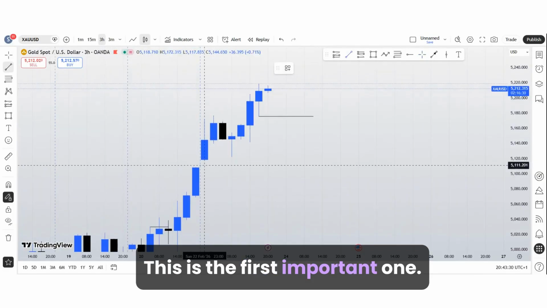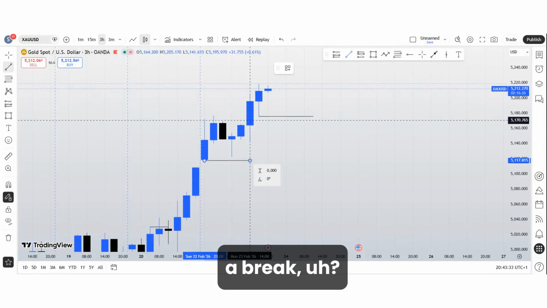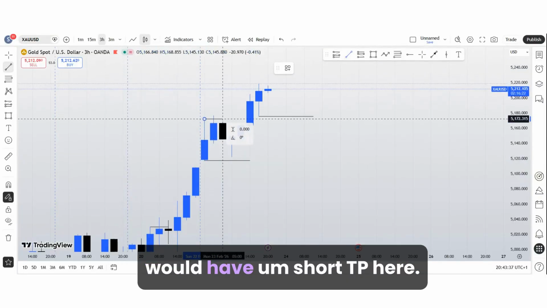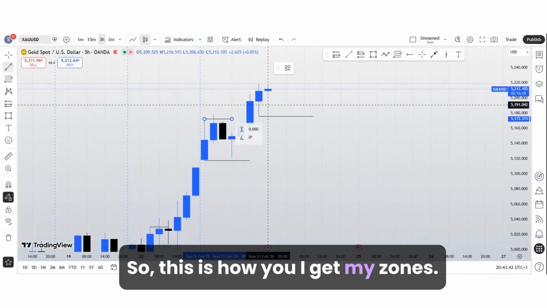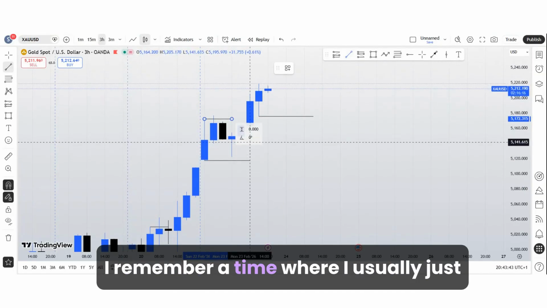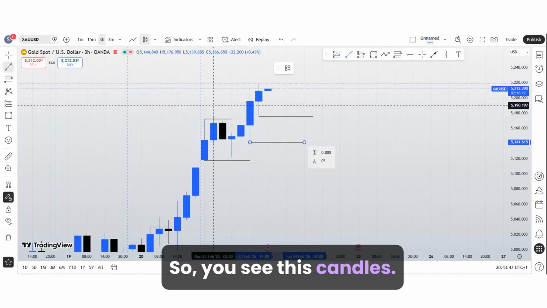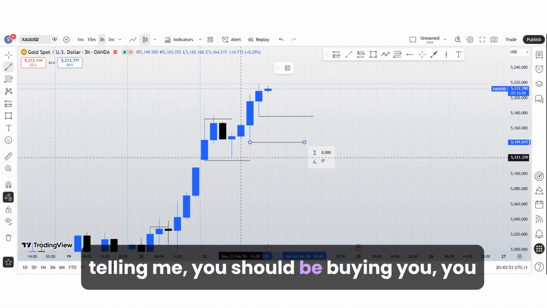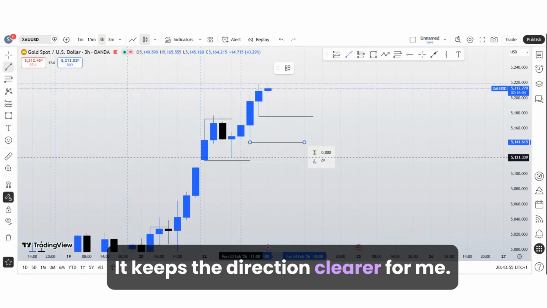is the first important one. Whatsoever happened here, unless I see a break, I would have had an entry of which I would have short TP here. So this is how I get my zones. I remember a time where I usually just draw lines. So you see these candles, why I'm drawing it beneath is telling me you should be buying. It keeps the direction clearer for me.